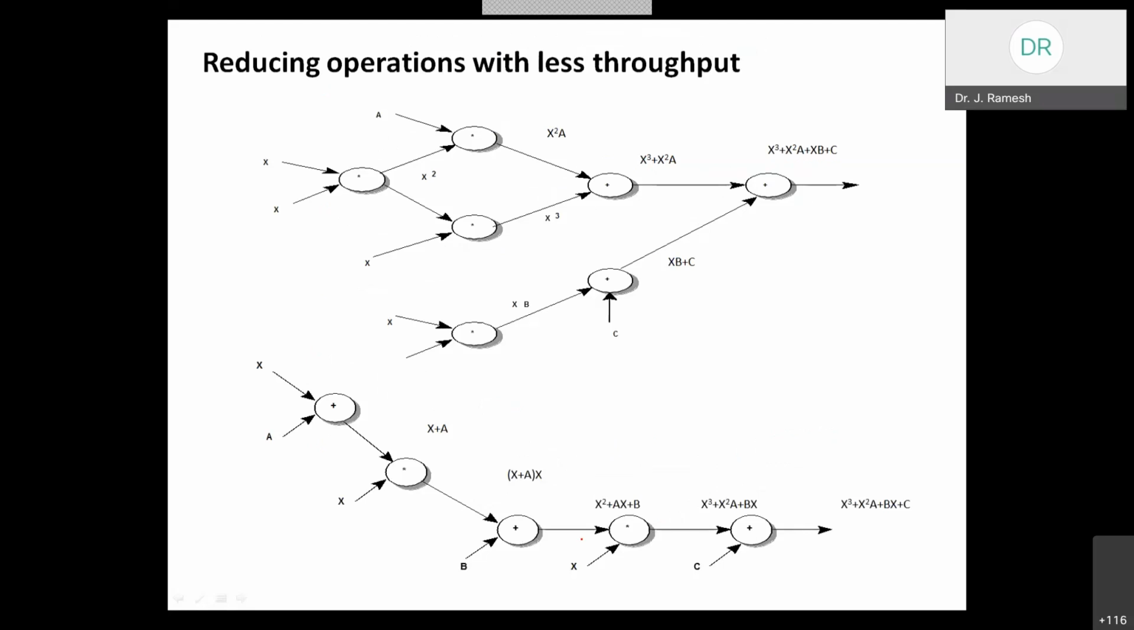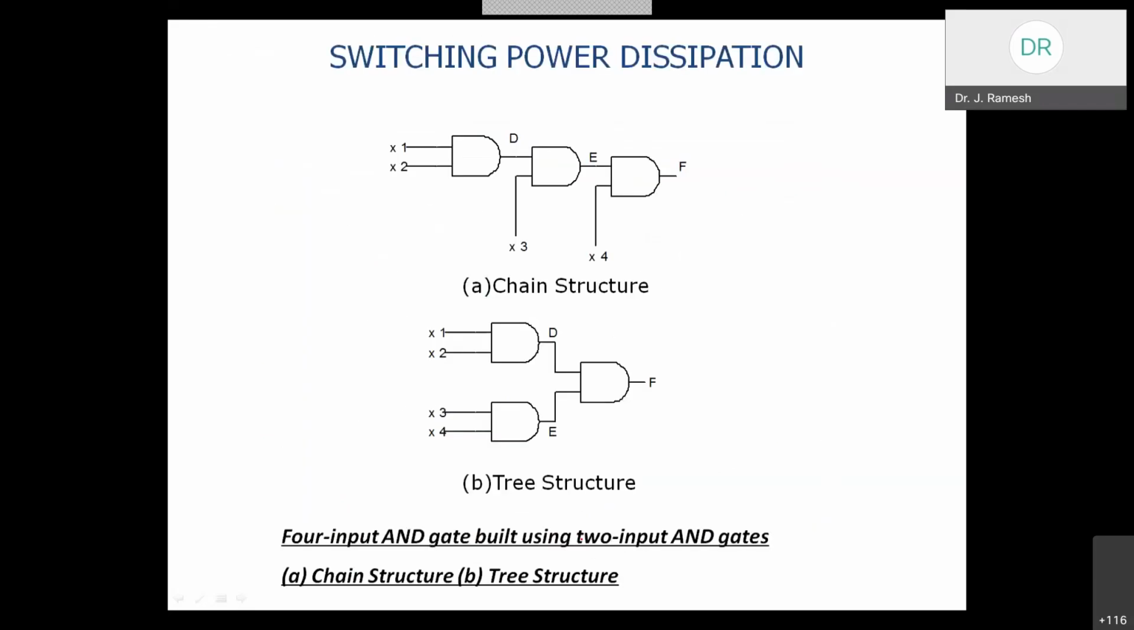And that is reducing operations. Here also, we can reduce the operations with less throughput. So this is an example where we can reduce the number of operations. Again, the throughput is also reduced. So in that way also we can do it.